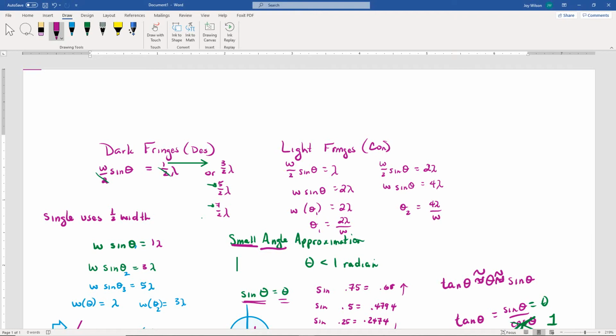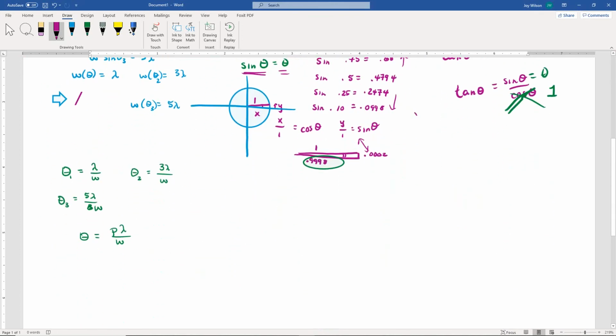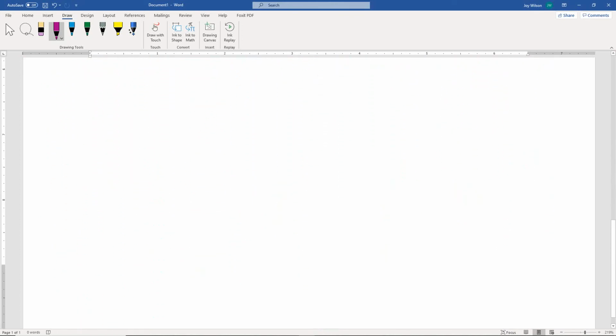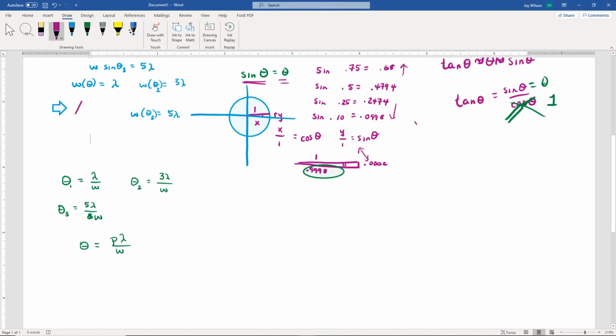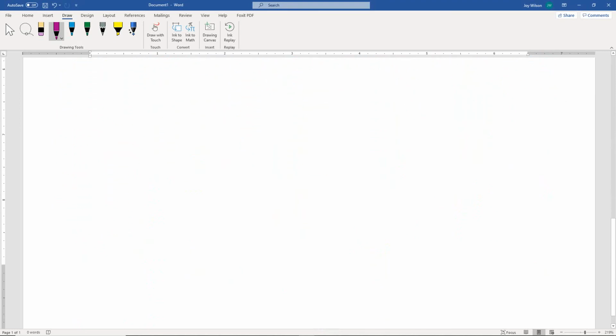So you'll notice for light fringes we get 2, 4, 6, 8. For dark fringes we get 1, 3, 5, 7. So we get odds for darks, evens for lights. Okay? All right. Now, last part. Last part. How wide is the central maximum?